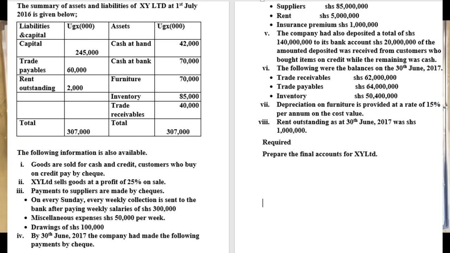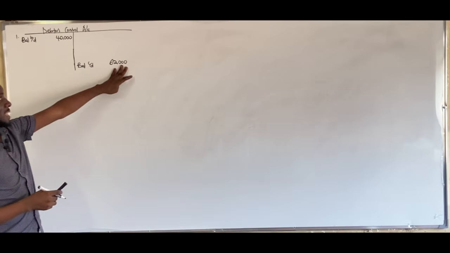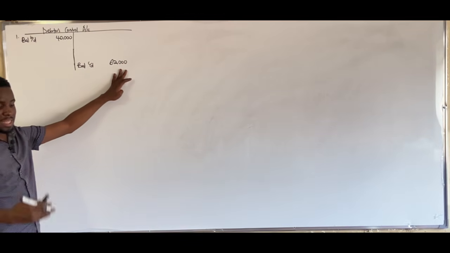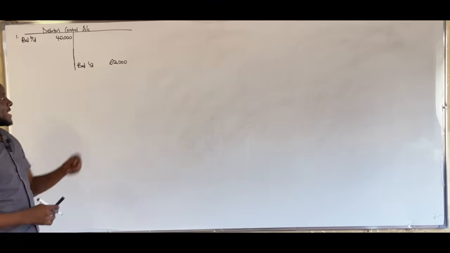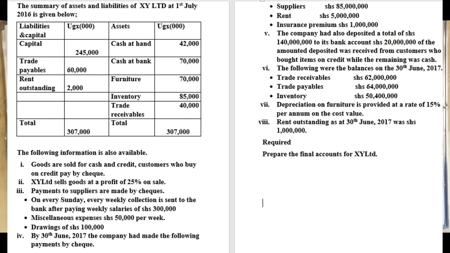If you check in the question down, they said that trade receivables closing balance as at 31st were 62,000. So you bring the 62,000 here. This 62,000 is the closing balance, which is given at the bottom of our question. Then remember they told us that we banked 140 millions. Out of the 140 millions, the 20 million was from the credit customers, meaning that the 20 million is going to act as our cash received.